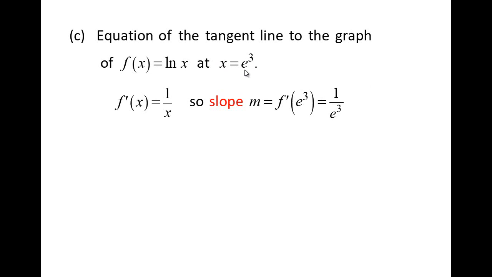Now, notice that when x is e to the 3, I'm going to label this point as x1. So x1 is e to the 3, then the corresponding value of the function, I'm going to label that as y1. So y1 would be f of e to the 3, which would be ln of e to the 3, but ln of e to the 3 is 3 because of the properties of the log function.